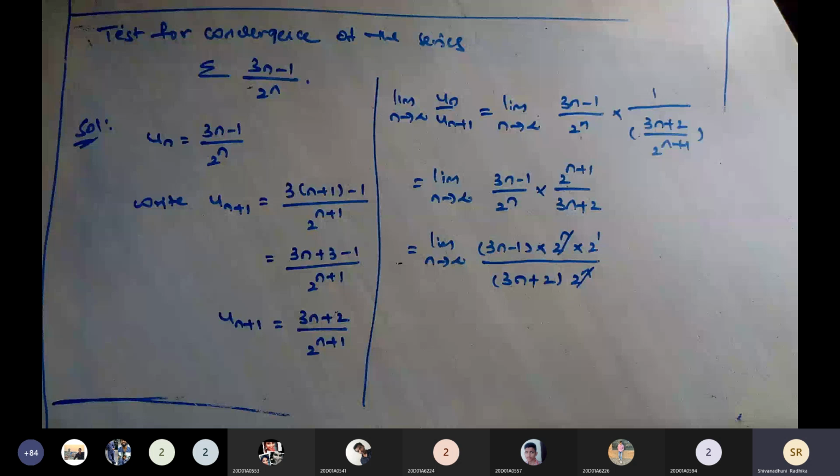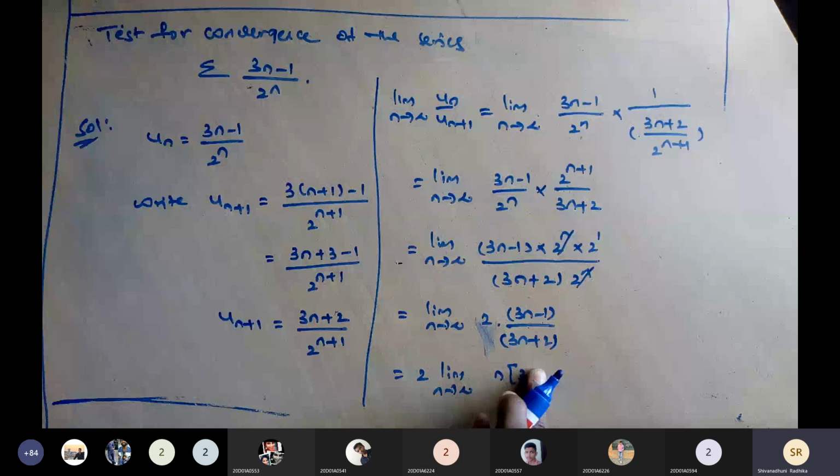Now look, 2 to the power of n and 2 to the power of n get cancelled. Now what is the remaining? We have limit n tends to infinity, sorry, here 2 is there, 2 into (3n minus 1) by (3n plus 2). Now 2 is a constant, taken outside. Limit n tends to infinity. In the numerator we have to take n common, 3 minus 1 by n.